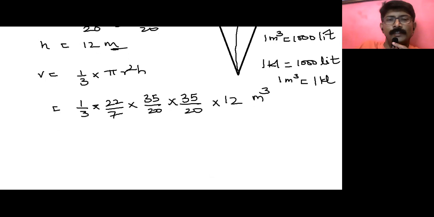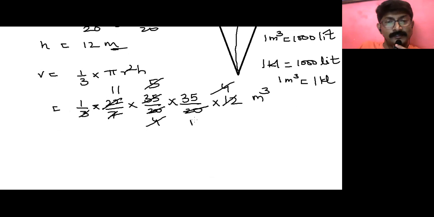Okay. So let's complete this calculation quickly. 3 ones are 3, 3 fours are 12. Then 7 ones are 7, 7 fives are 35, 5 ones are 5, 5 fours are 20, 4 ones are 4, 4 ones are 4. So what are we left with? 22 upon 20. We're also left with 35. So 2 11s are 22, 2 10s are 20, isn't it? So what are we left with? 11 into 35 upon 10. So that will become 385 upon 10. So 38.5 kiloliters. Isn't it simple?